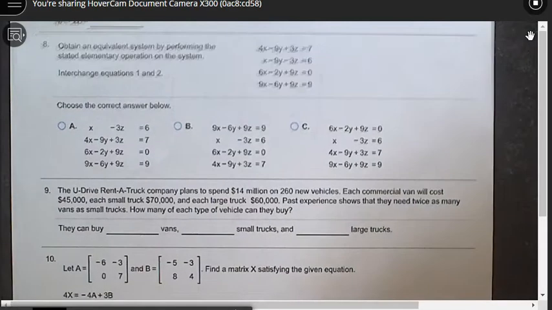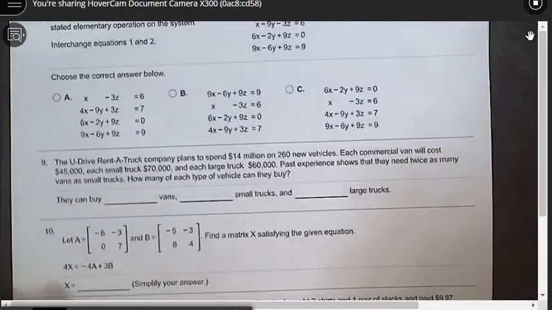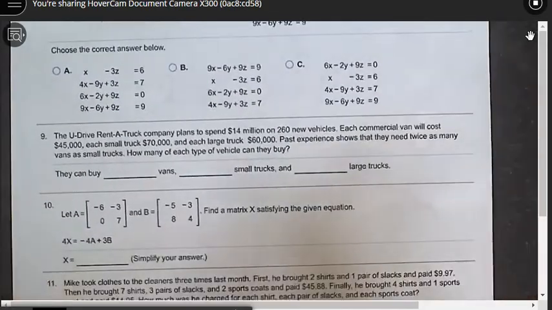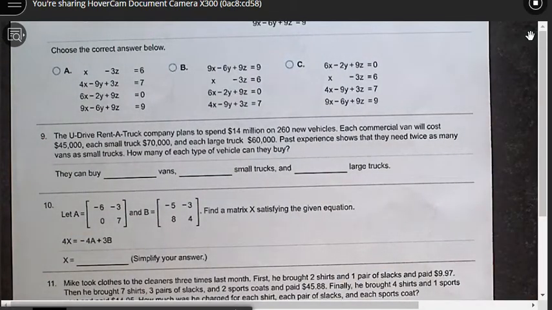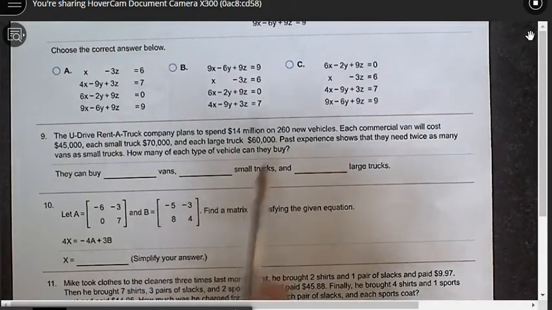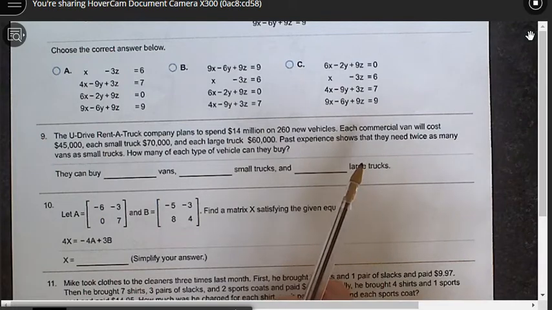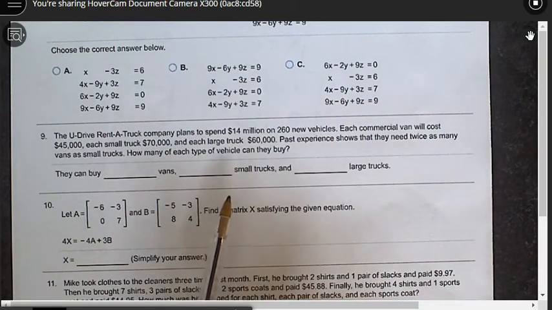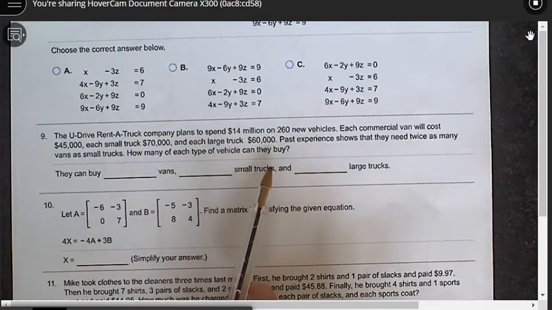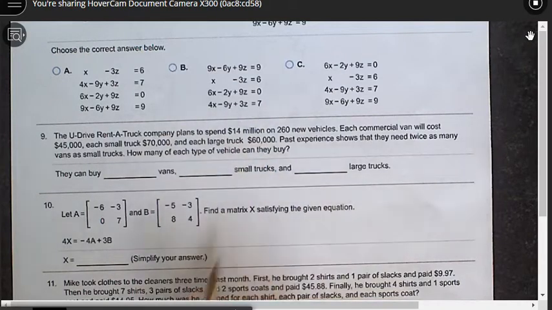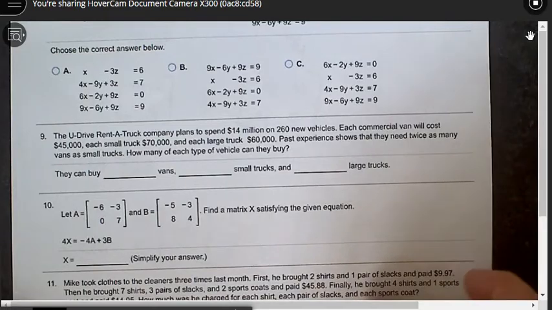All right, number 9. Here's where we get into the word problems, and there are a couple of word problems set up here. So for number 9, we have a You Drive truck company spending $14 million on 260 new vehicles. Each van will be $45,000. Each small truck is $70,000, and each large truck is $60,000. Odd that the large truck is cheaper than the small one, but that's what it is. Past experience shows that they need twice as many vans as small trucks. How many of each vehicle type do they need?